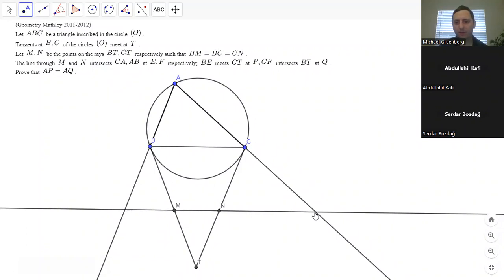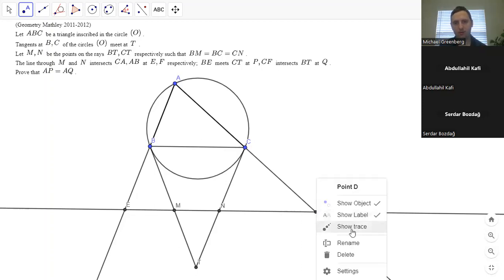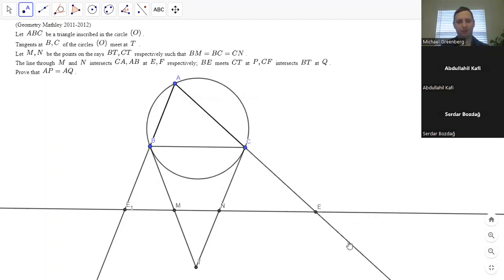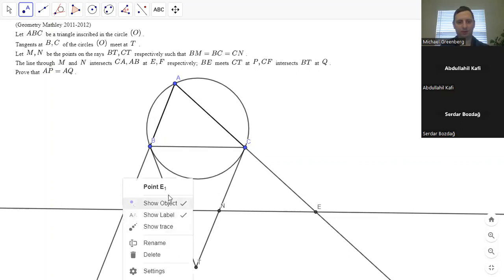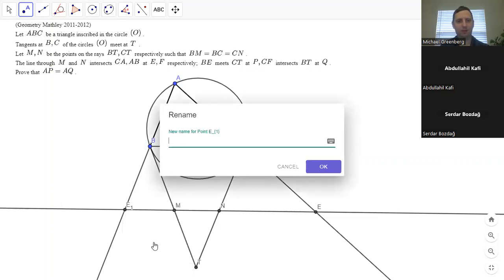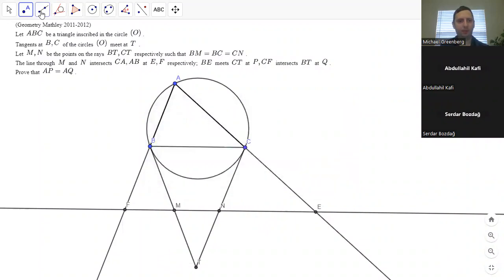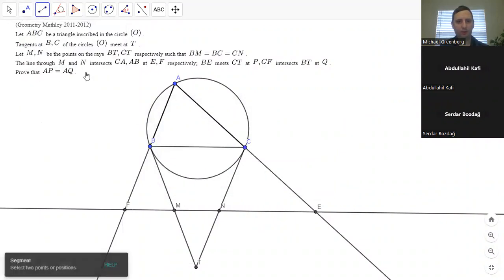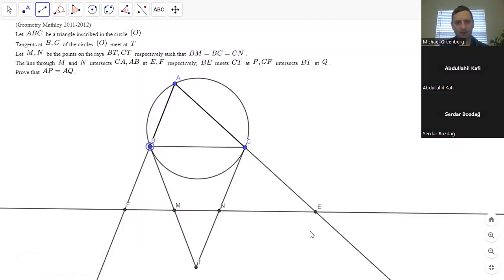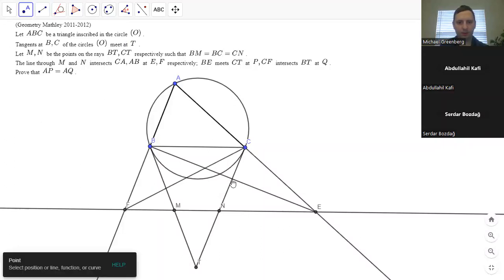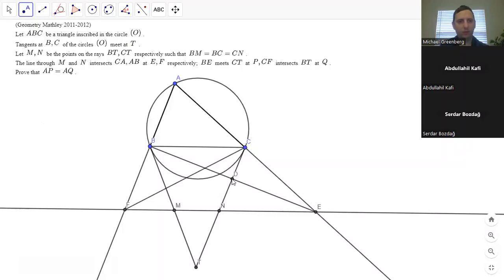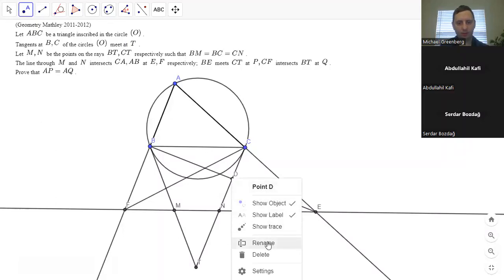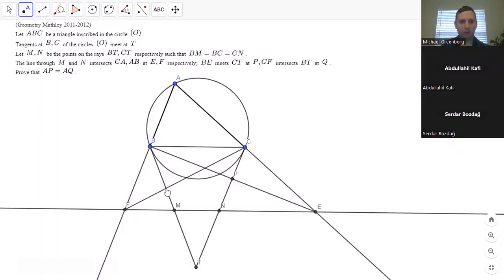So this is E. And this is F. And BE meets CT at P, and CF meets BT at Q. And we want to show that AP equals AQ. Okay, so this is P, this is Q.